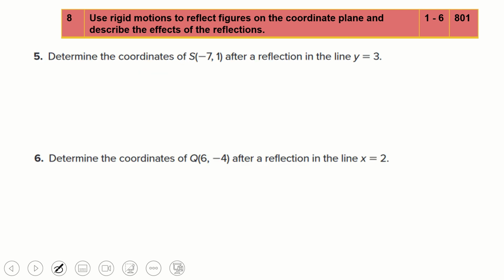Determine the coordinates of point S after a reflection in the line y equals 3. You just make a simple sketch, okay? And you know that -7 and 1 lies here. This is -7 and 1, which is S. After a reflection in the line y equals 3, y equals 3 is here.